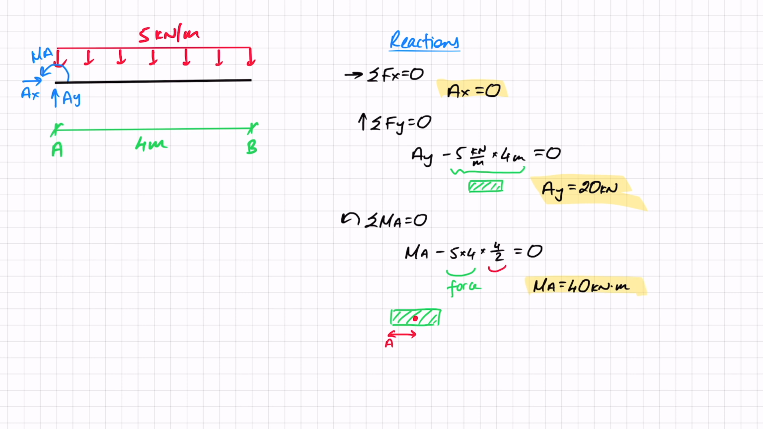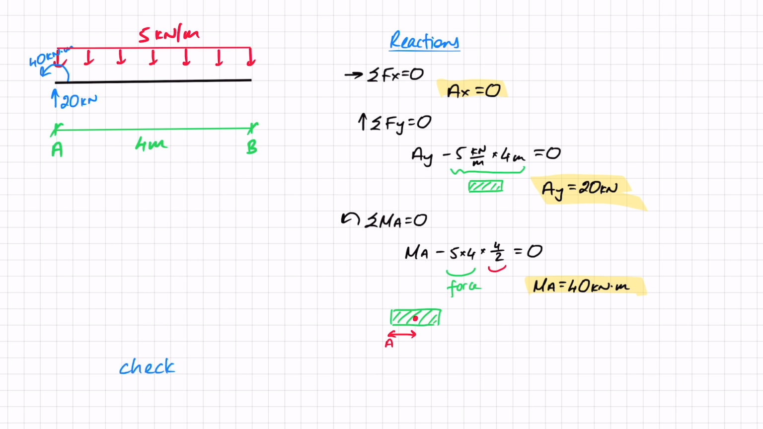Now I am going to draw what I found. I found that AX was 0, so I can just get rid of that. The value for AY was 20, and that worked out as positive, so the direction that I assumed is correct. And MA worked out as 40. Again, that came out as positive, so the direction that I assumed is correct. Before I move on in this case, I do want to do a check.